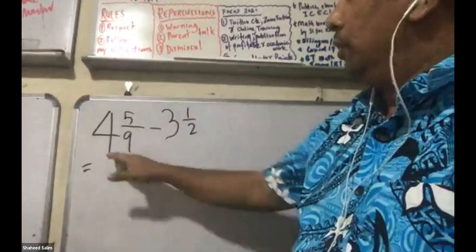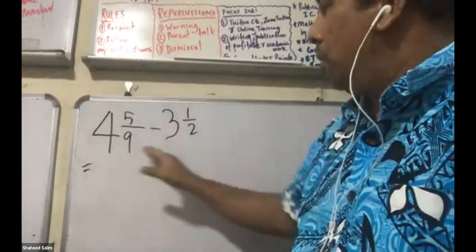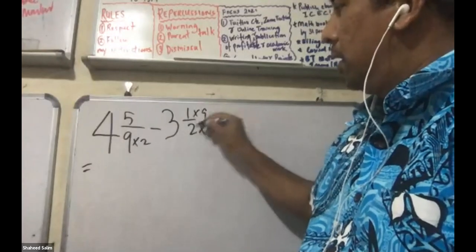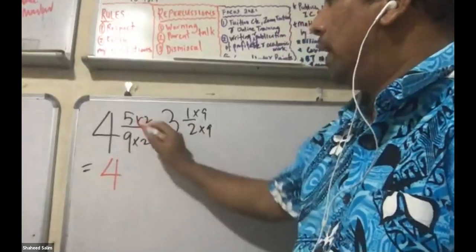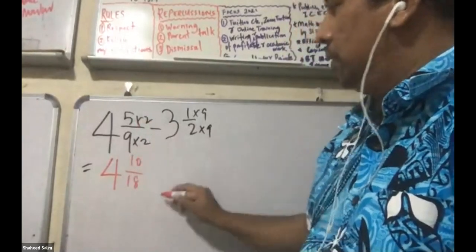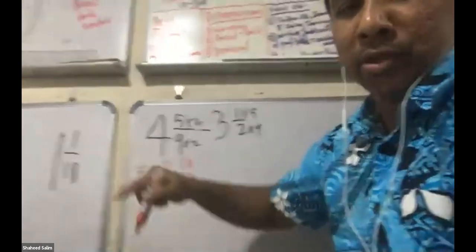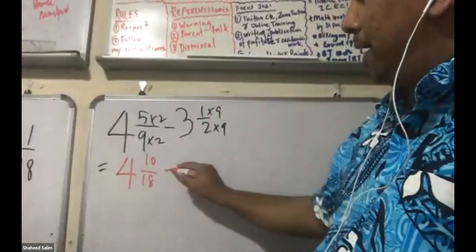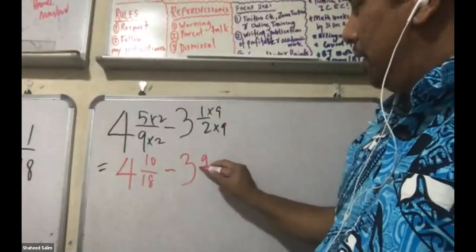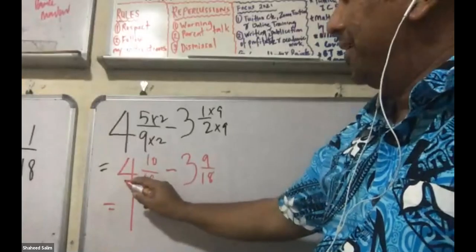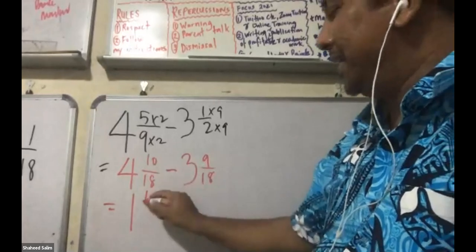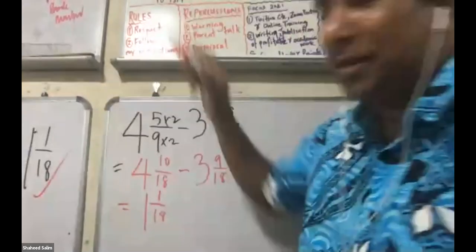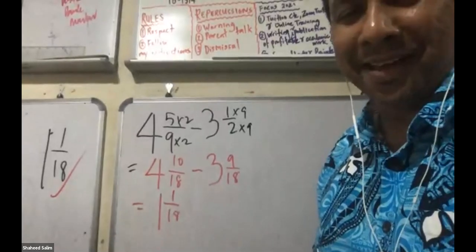Here we go now. What number do we do? Okay, we can take 2 times 9 and 9 times 2. See? So now you get 4 wholes. 5 times 2, 10 over 18. So 18 is correct, yeah? There's 18 here. Well done, Mr. Akil. Minus 3. 1 times 9, 9. I got 18. I got 1 10 out of 18. 4 minus 3 is 1. 10 minus 9 is 1 out of 18. And congratulations to Mr. Sheikh Akil.